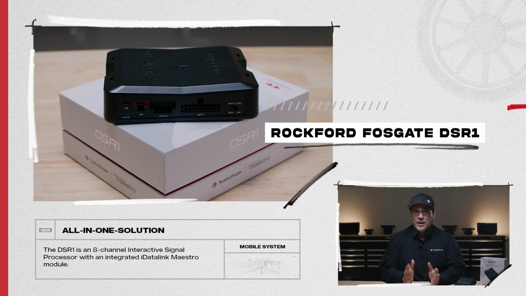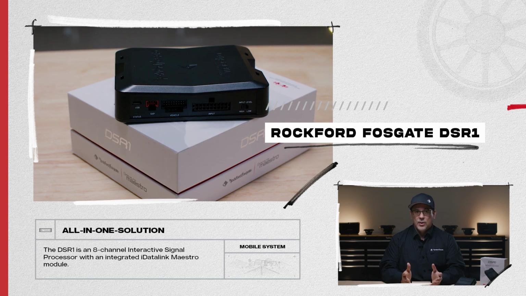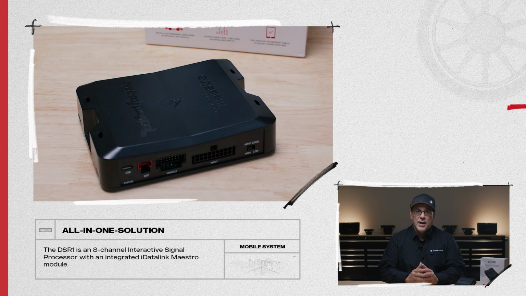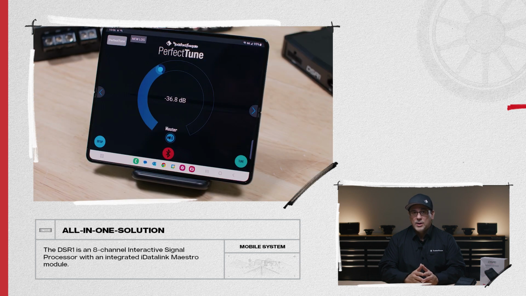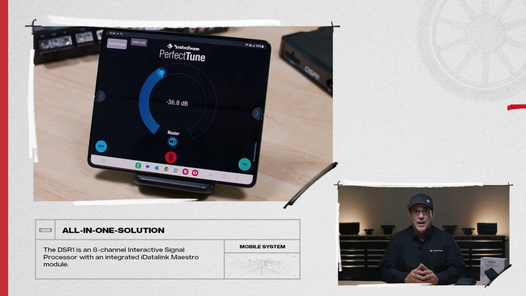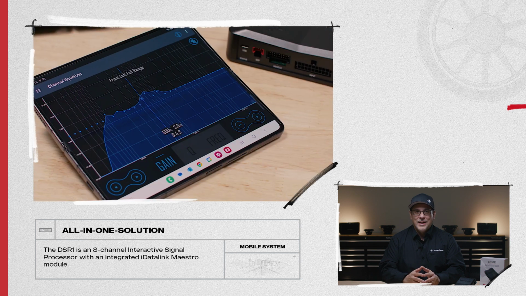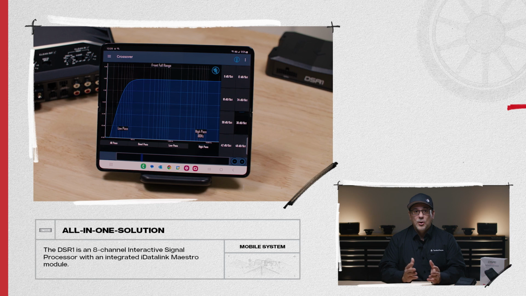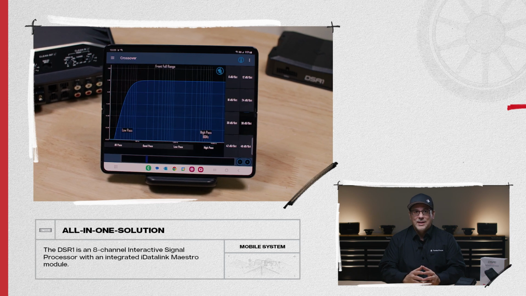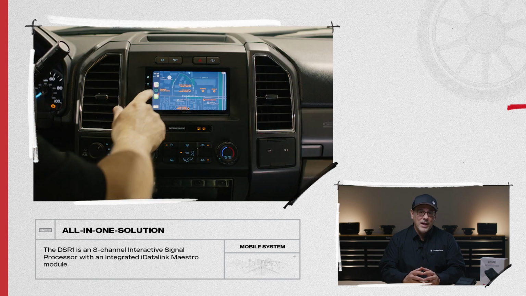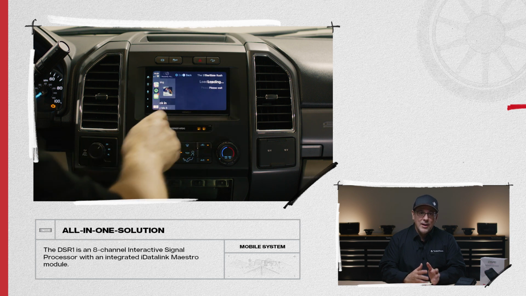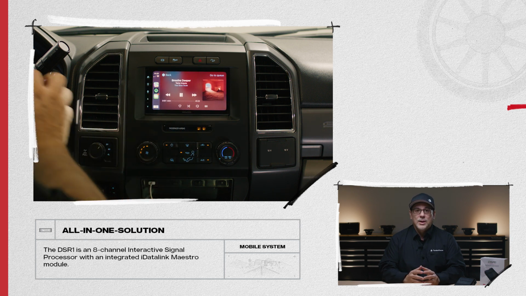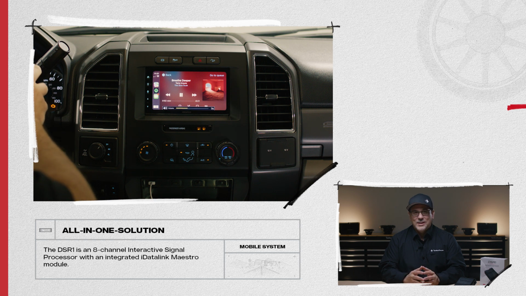Now, let's talk about Rockford Fosgate's DSR1, or Digital Signal Router. The DSR1 combines the functionality of a preamp, equalizer, and crossover with phase alignment in an all-in-one DSP. This can be easily controlled with an Android or iOS device, giving you improved sound quality and reliability. You can also use the built-in Maestro interface that allows you to interface with your vehicle's digitally controlled audio system, giving you increased system and integration flexibility.